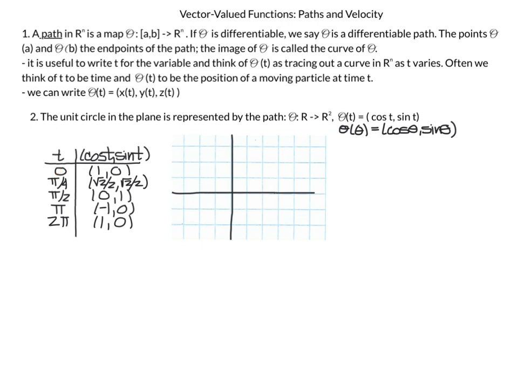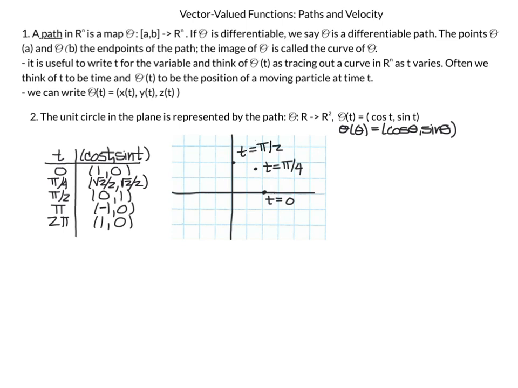So at t equals 0, cosine is equal to 1 and sine is equal to 0. So this is our point at t equals 0. As we come around at t equals pi over 4, we get square root of 2 over 2. So somewhere maybe around here, t equals pi over 4. When t equals pi over 2, we have the point (0, 1). That's a nice easy number. t equals pi over 2.